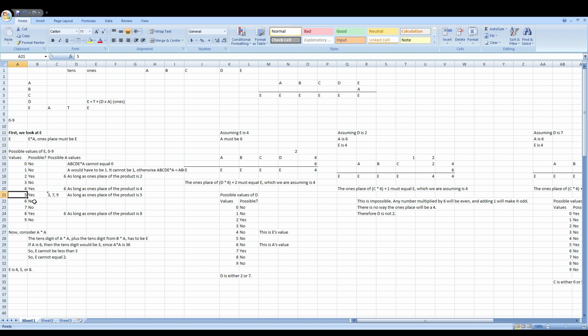And then 5. 5 is interesting because A can be 3, 7, or 9. So if E was 5, it can be multiplied by 3. If A is 3, then it'd be 15, right? And you'd have a 5 in the ones place. If A was 7, it'd be 35. You'd again have a 5 in the ones place. If it was 9, it'd be 45, and you'd again have a 5 in the ones place. 6, 7, no. 8, again, yes, as long as A is 6.